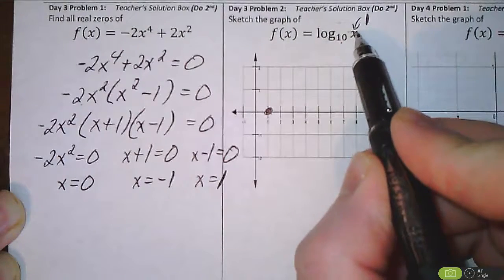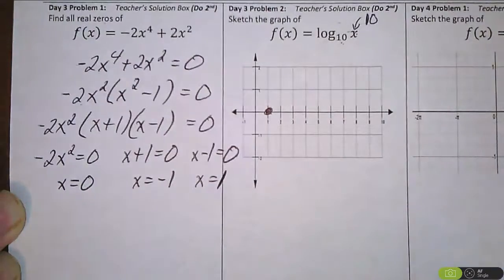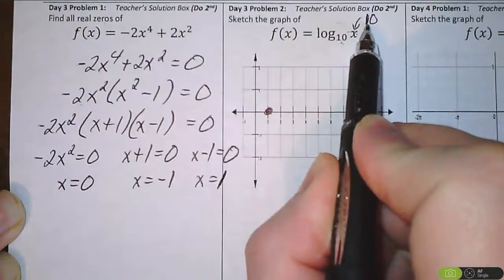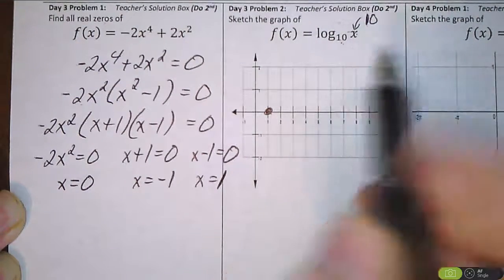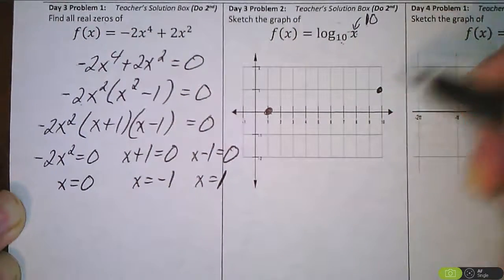Another good number to put in for x, if the base is 10, is to put in 10. 10 to what power makes 10? And that answer is 1. So when x is 10, the function outputs 1. 10 comma 1 is a dot on the graph.